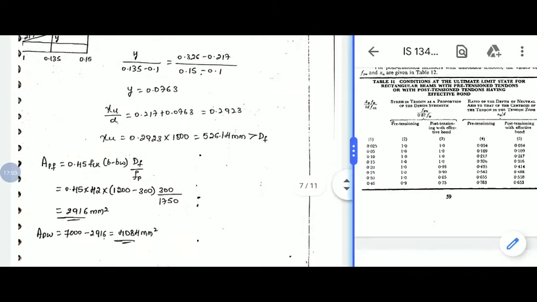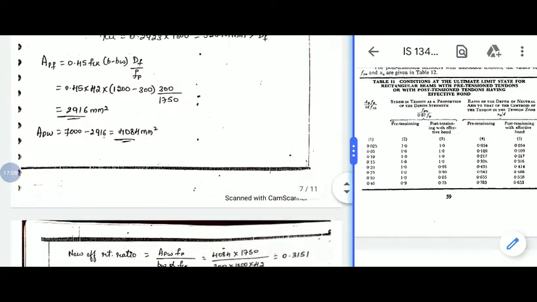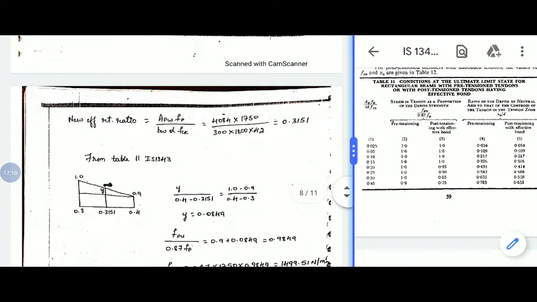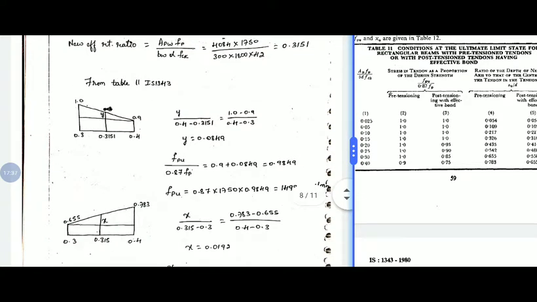So we need the area of steel in flange and web, APF and APW. Again the effective reinforcement ratio, APW FP by BWD FCK. On substituting and simplifying we will get 0.3151. Again go to table number 11. 0.3151 lies between 0.3 and 0.4. So here we have 1 and 0.9 for FPU by 0.87 FP ratio, and for XU by D ratio we have 0.655 and 0.783. Both values we need to consider.